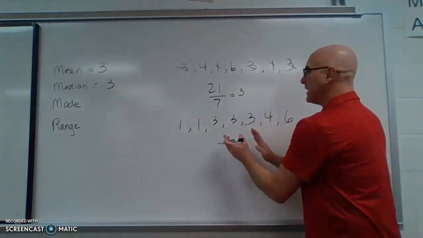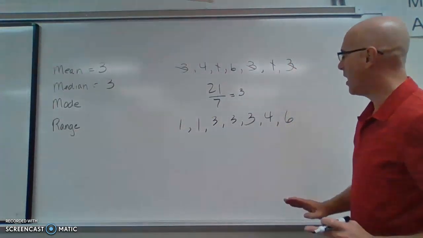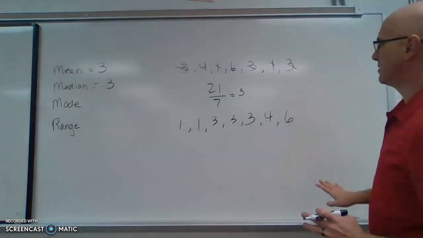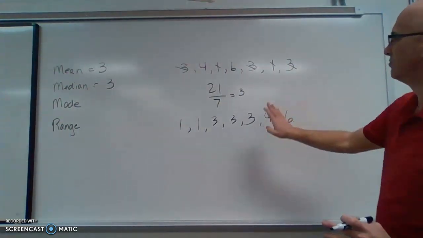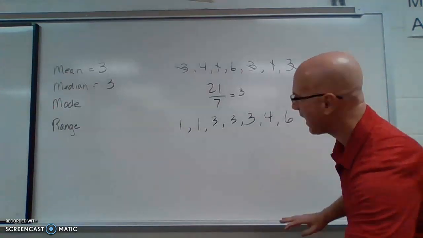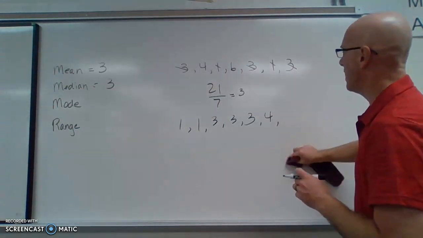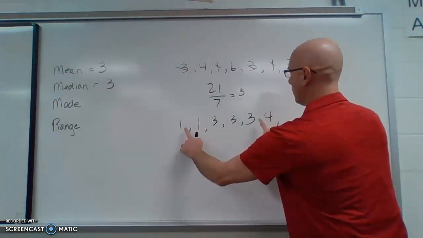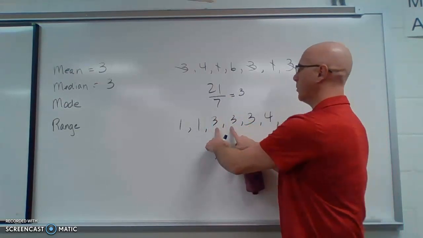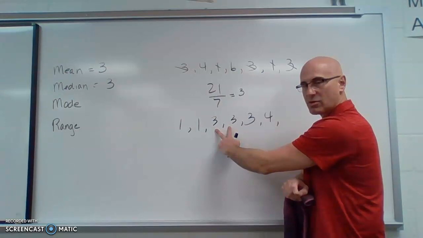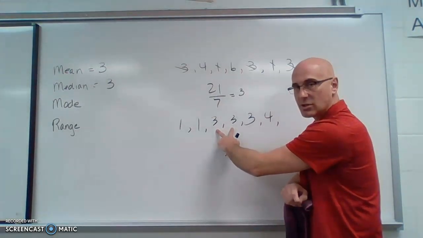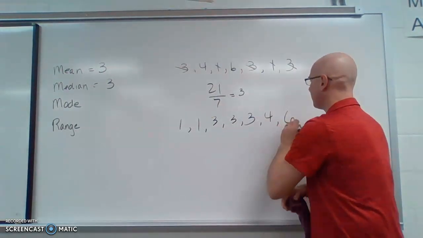Sometimes if you have an even number of data points, say that we did not have the 6 here, and we start going in, what we do is we take the average of these two numbers. We would add them together and divide by 2, if that were to be the case.